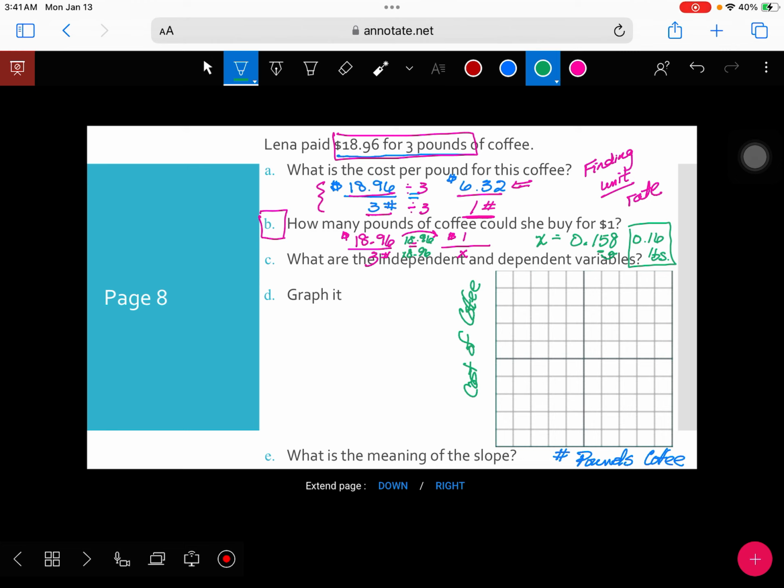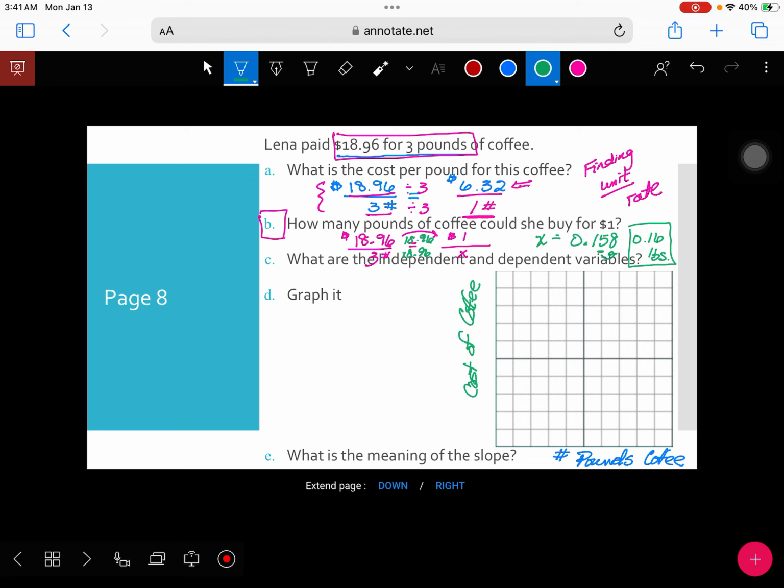However, I think there is a lot that could be said that the cost of the coffee could also determine the number of pounds that you get. So this is another one that it's not a for sure type of thing, one way or the other. So this one definitely is where the variable is not clearly dependent on the other variable. But for me, I feel like this is the way that it would go. Okay.